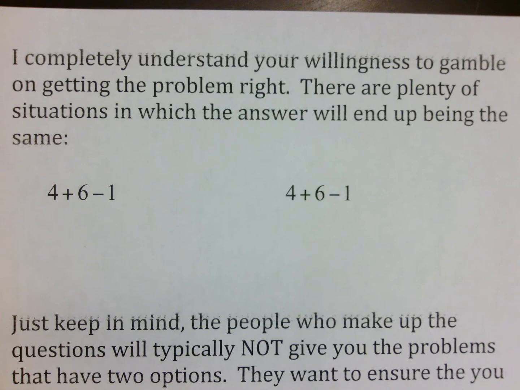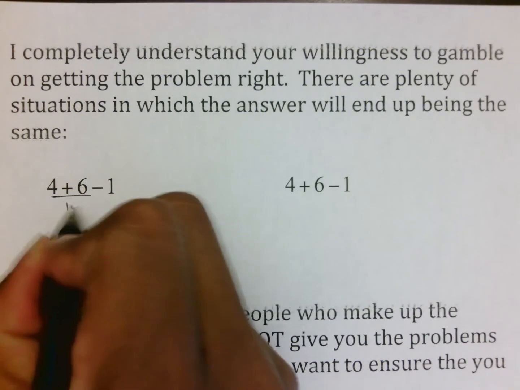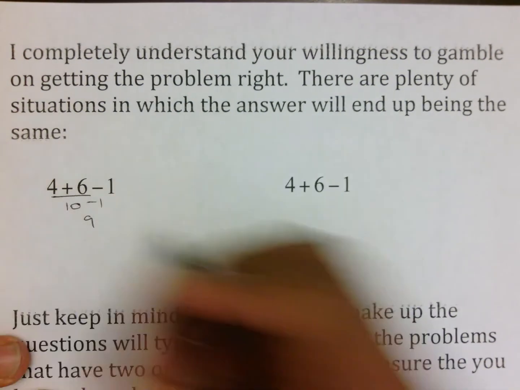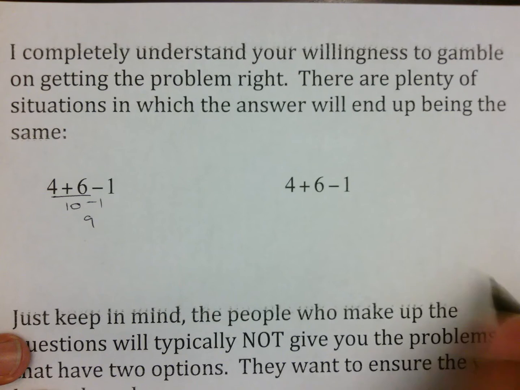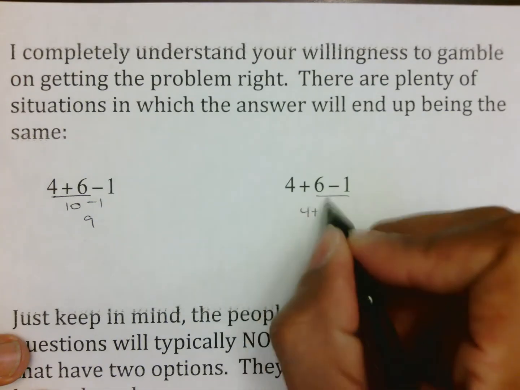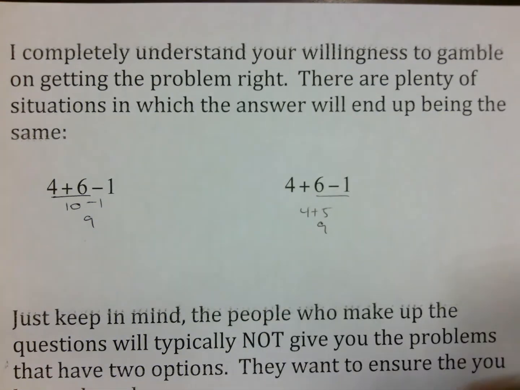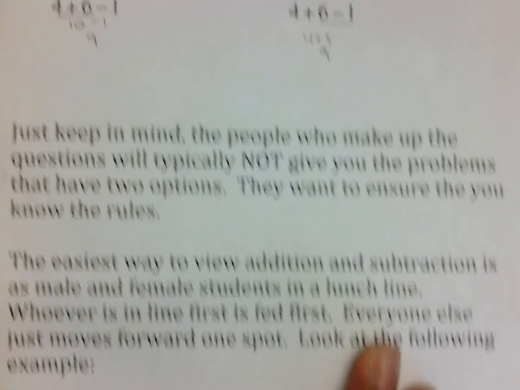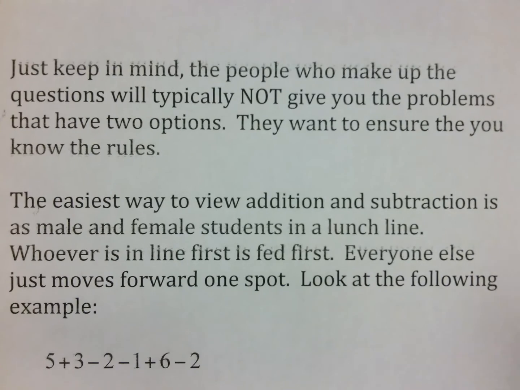They just pretty much think, well, it's worked sometimes, so I'll just go ahead and do it the way I want. And yes, there are some times like this one where 4 plus 6 is 10, minus 1, you end up with 9. Where over here you get 4 plus 5, which you still end up with 9. Yes, there are some that work out like this, but keep in mind, the people who make up the questions, in this case it's me, I'm not going to give you a problem that has two options because there's no need to waste your time on those questions.